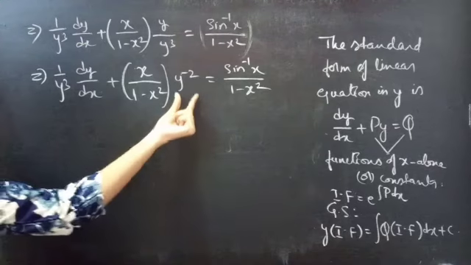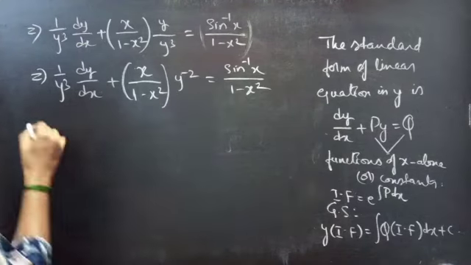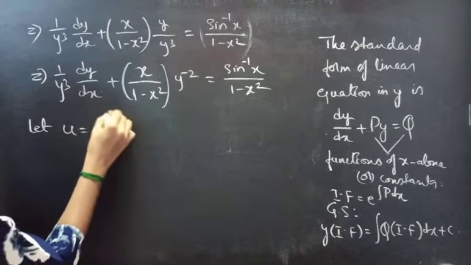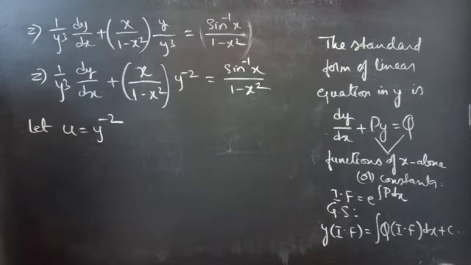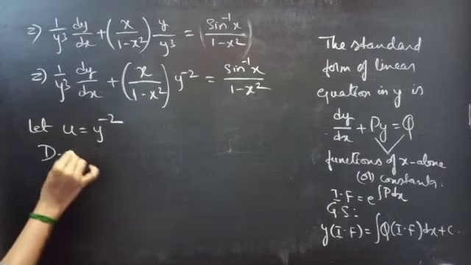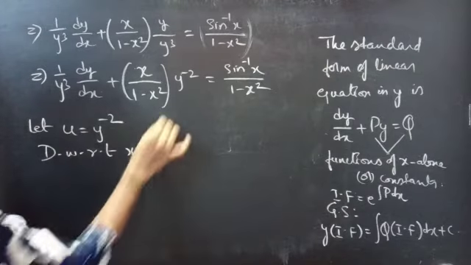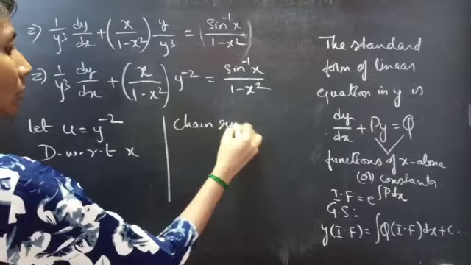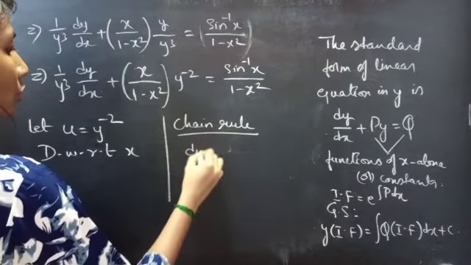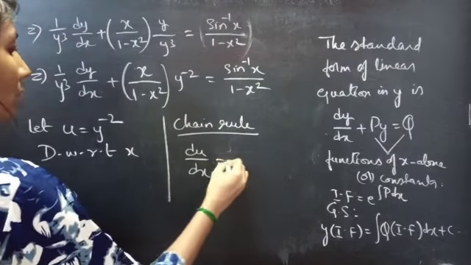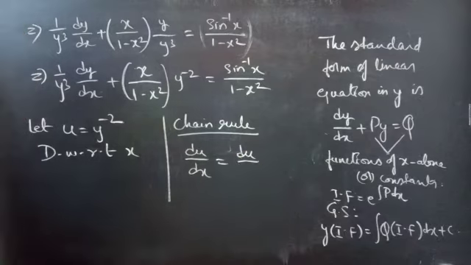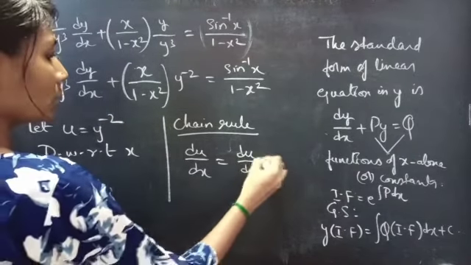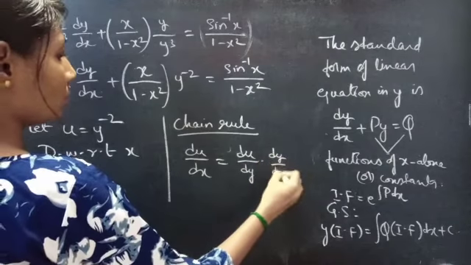Now let this function of y be some u. Let u equal y power minus 2. Now differentiate on both sides with respect to x. So here we'll be using the chain rule to differentiate. du/dx, the derivative of u with respect to x, equals the derivative of u. This involves a function of y, so we'll get the differential dy in between.